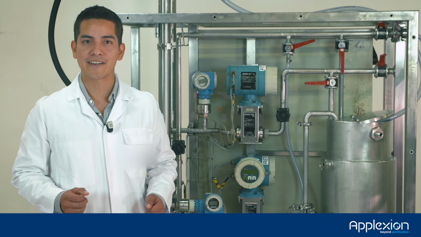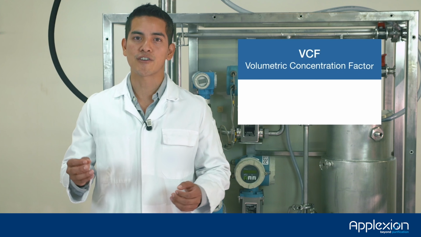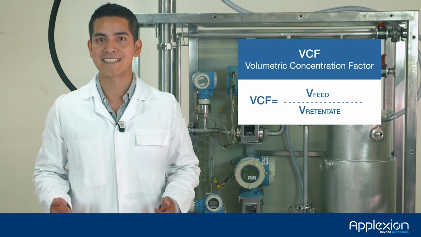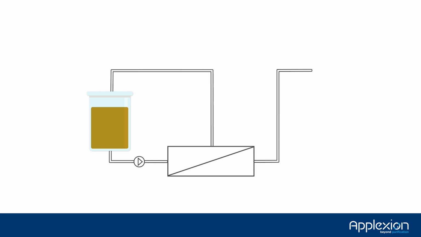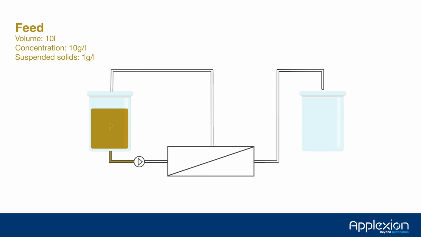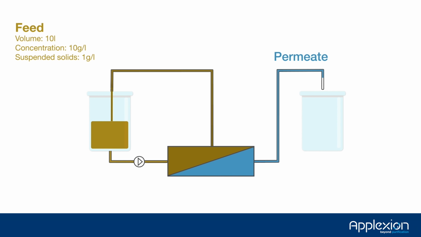The first important factor that impacts the yield is the volumetric concentration factor, also called VCF. When feed is pumped across the membrane system, the volume is split into two fractions. The permeate, which is the clarified fraction that permeates through the membrane, and the retentate, which is the fraction that does not permeate through the membrane and is instead retained on the same side of the membrane as the feed.